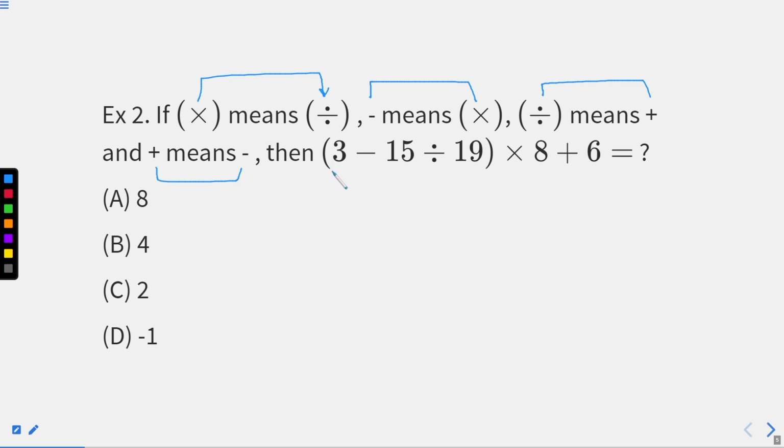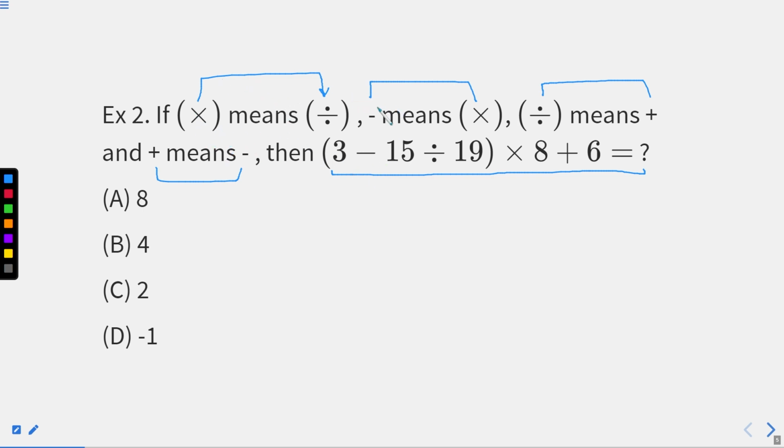and then you have to solve this expression. Now, while solving the expression, you have to take care of BODMAS. Exactly. For that, first re-revise the equation by using the instructions given above, right?